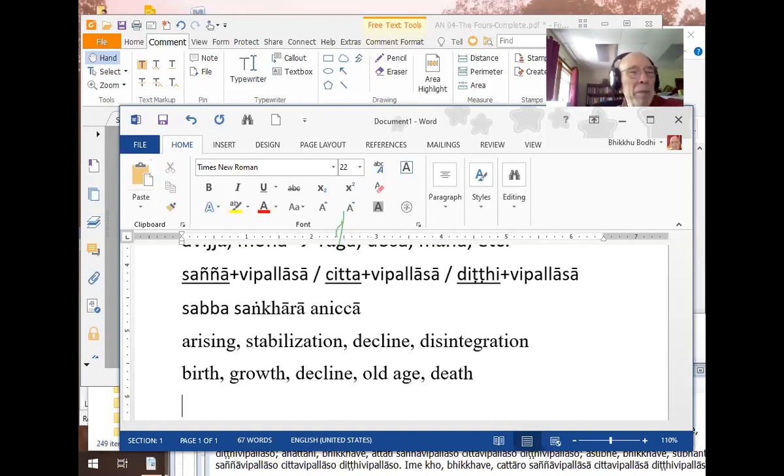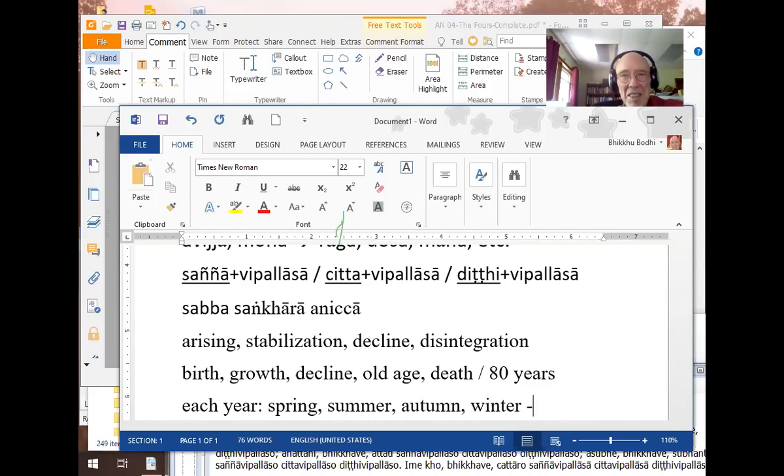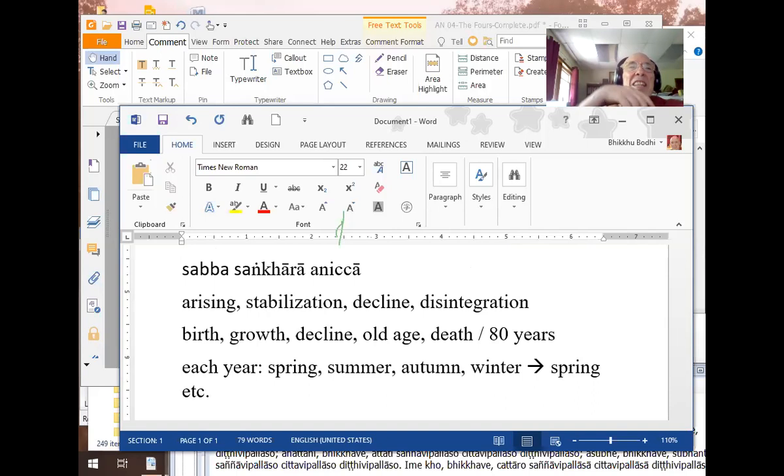And then coming to a final level, so the lifespan, we could say maybe full lifespan, let us just say 80 years, 85 years for a good lifespan. But then each year, we have the springtime, summer, autumn, and winter. And that gets followed by a new spring, etc. So we could see impermanence operating at the level of the season.